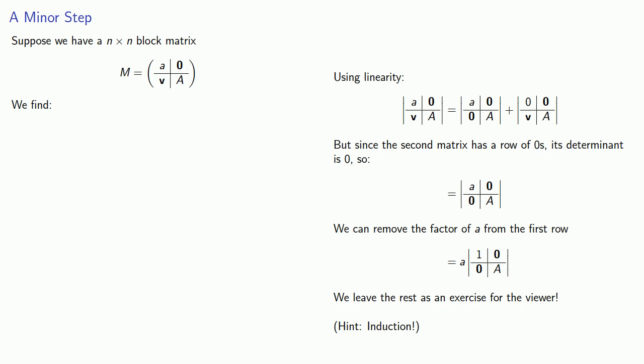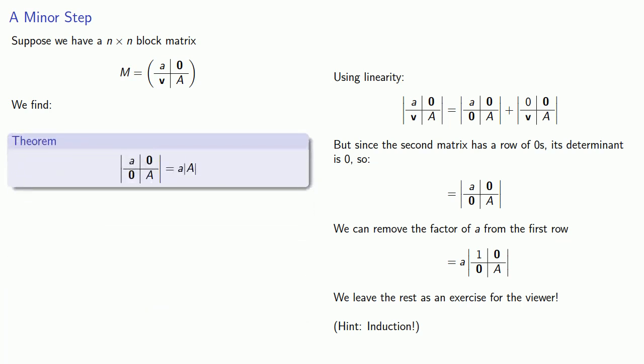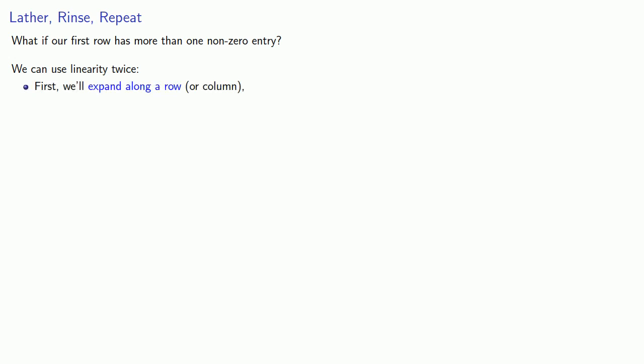If we want to find the determinant of a block matrix where we have a row and a column that's almost all zeros with the exception of the leading term, the determinant is going to be that leading term times the determinant of the minor. So that's great if our first row only has one non-zero entry, but what if our first row has more than one non-zero entry? And for that, we'll use linearity twice. First, we'll expand along a row or a column, and then we'll expand in a way that we might describe as being perpendicular. We'll see what that means in a moment.